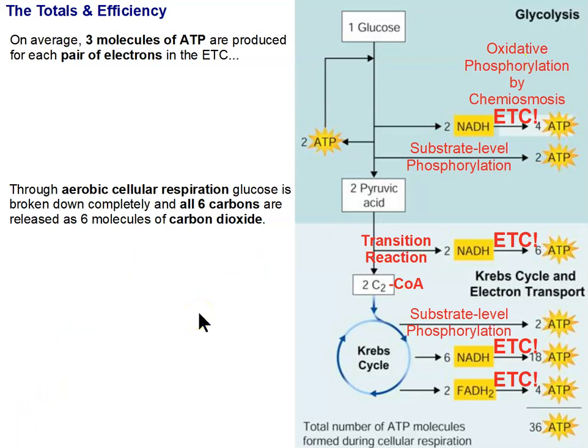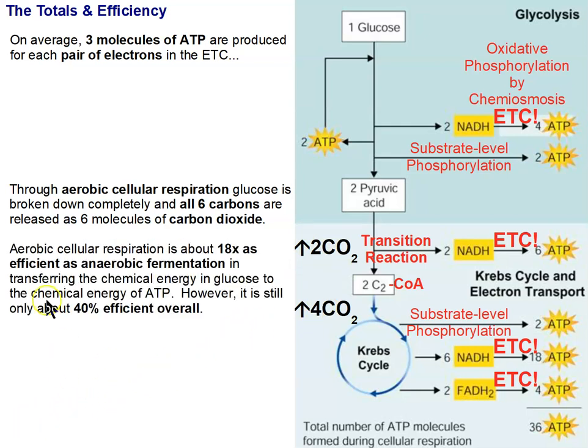So glucose has 6 carbons, and all 6 carbons are being stripped off and glucose is being broken down, and that means stripping off carbons and harvesting electrons. And every time a carbon is stripped off, that releases carbon dioxide. And there's 2 places where that's happening. There are 2 carbons from the transition reaction, and then there are 4 carbons from the Krebs cycle. So that's the 6 carbons from glucose.